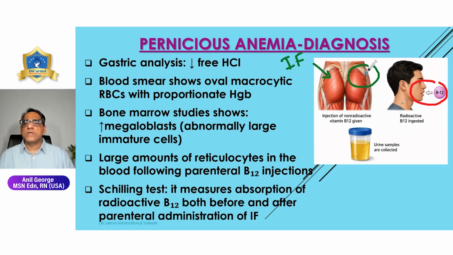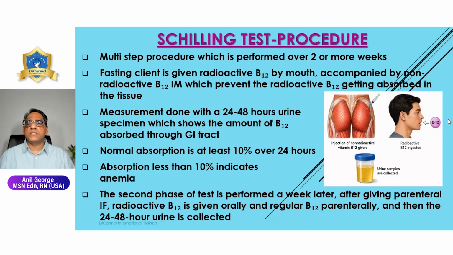Now we do the same test. Now that there is IF, as this radioactive B12 is going down, it'll be able to be absorbed better into the body, and it's able to come out in the urine. So we are comparing how much B12 can be absorbed when there is no IF and when there is IF. It is that comparison right here. Once more, I'm going to give you further details on the next page to make it fully clear. Once more, the Schilling test measures absorption of radioactive B12 both before and after parenteral administration of IF. So let's look into the full details right here on the next page. What we already heard is what we're going to be seeing here once more to make it further clear.